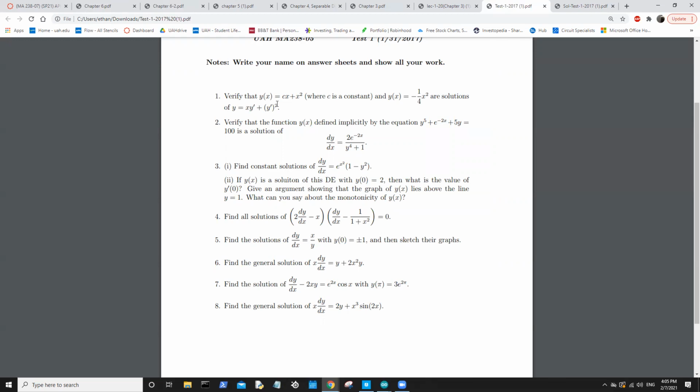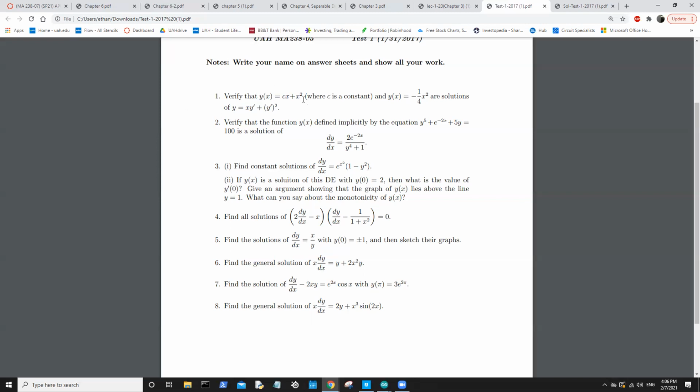In the actual diffie itself, the only thing we need to sub in is y prime. We were given 2 y's, so we take the derivative of y of x equal to cx plus x squared, and we also take the derivative of y of x equal to -1/4 x squared. Because this is technically a 2-part problem, it doesn't say so explicitly, but it is 2 separate questions. Our actual diffie is simply y is equal to x times y prime. We could leave it as y prime or write dy dx, whatever you prefer. I prefer the dy dx, honestly, but that's just how it goes.